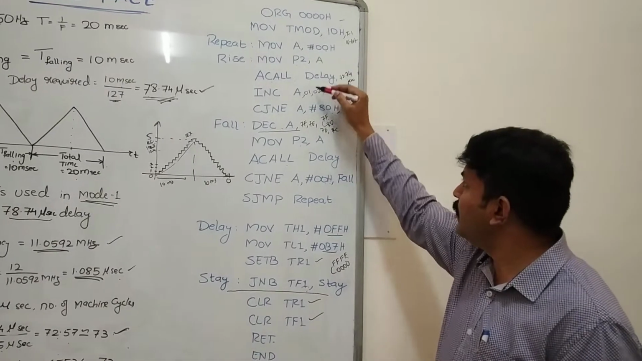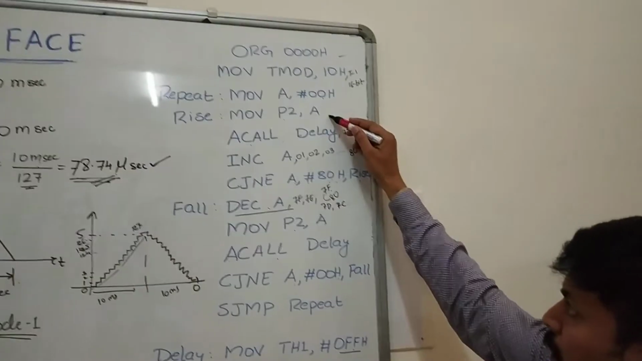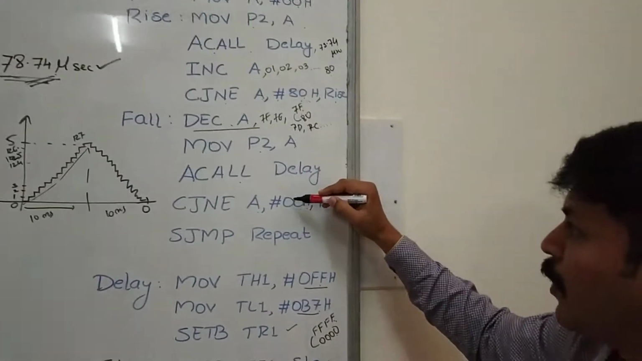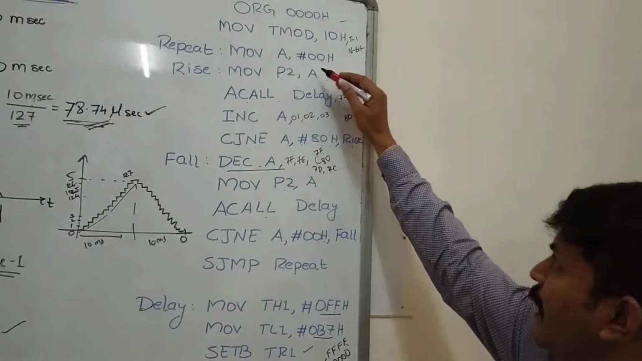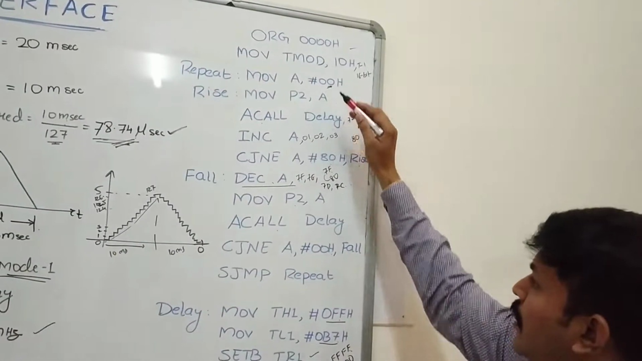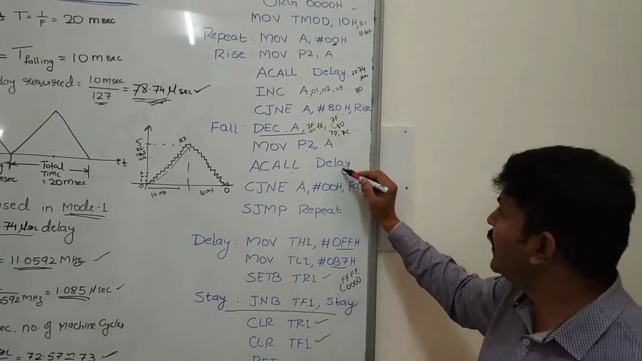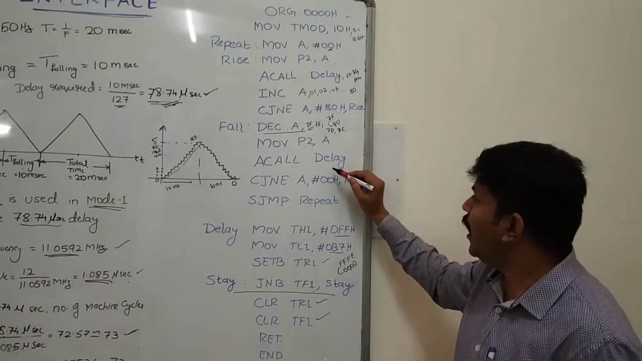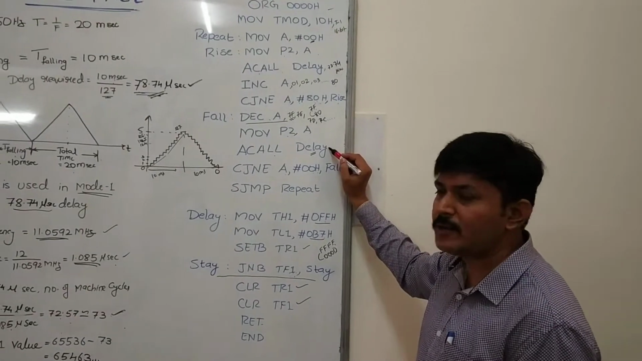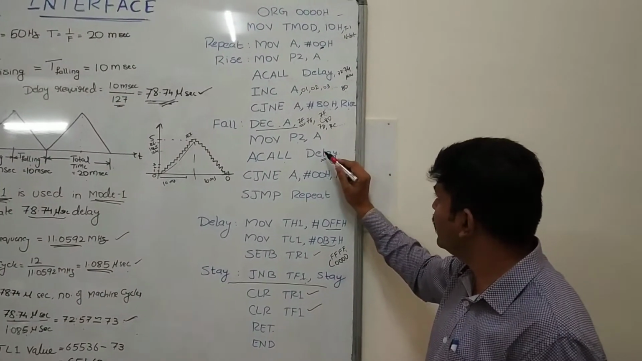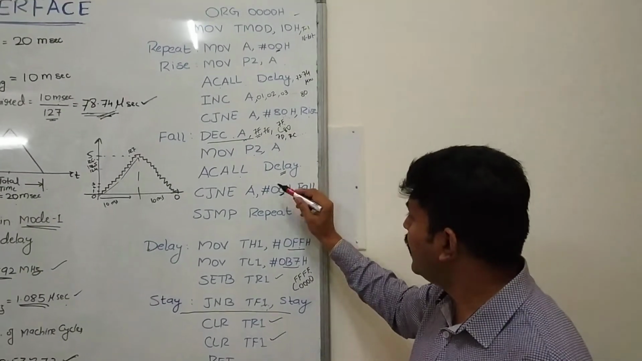Okay, this part of the program will generate the rising edge of the triangular wave, whereas this part of the program will generate the falling edge of the triangular wave. Here I am incrementing from 00, here I am decrementing from the 7F. Every time I increment or decrement, I will generate a delay of 78.74 microseconds.